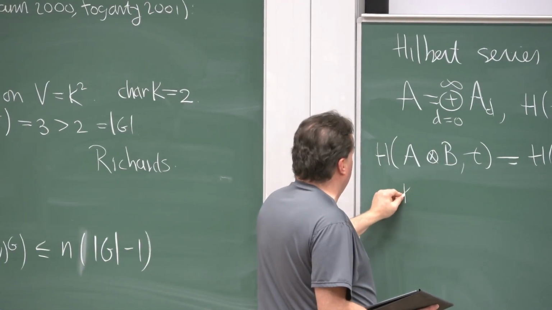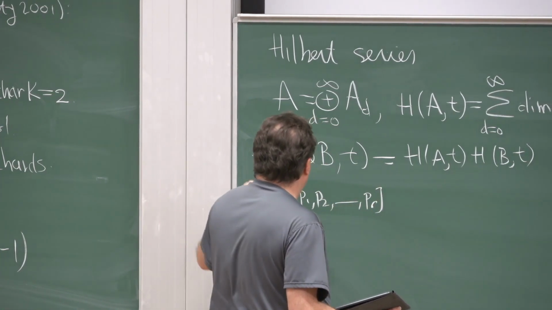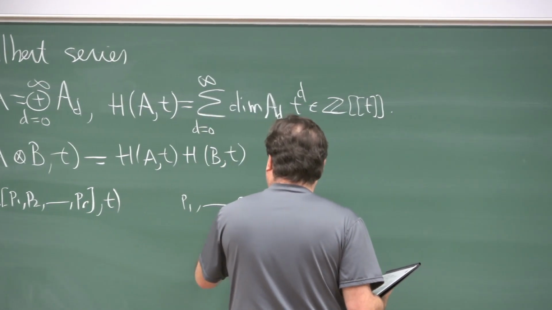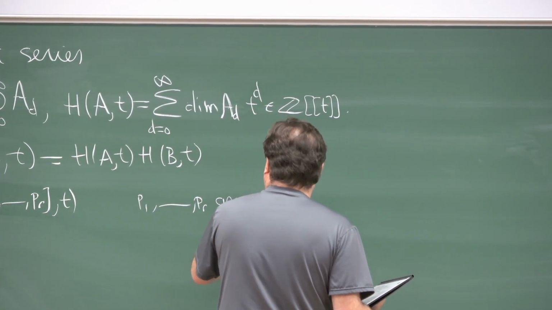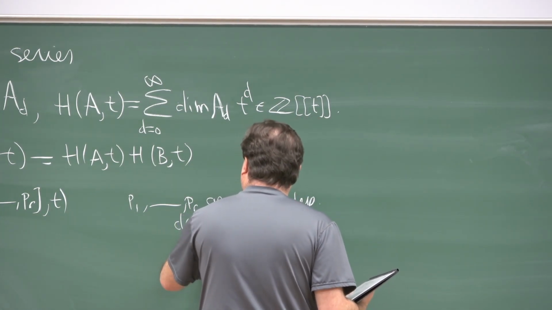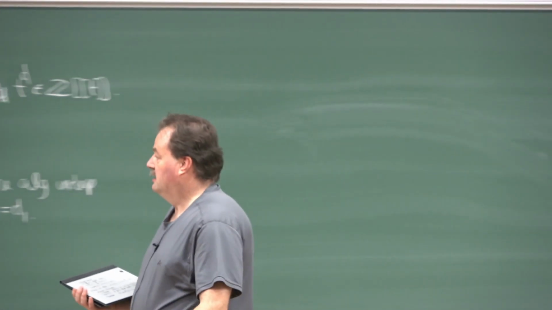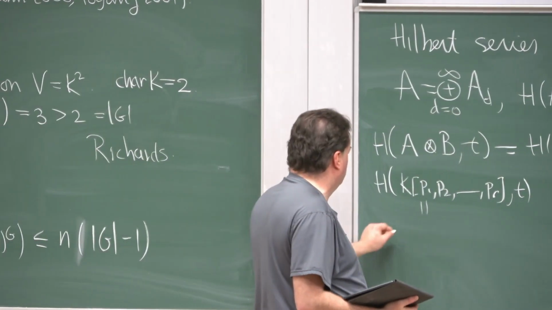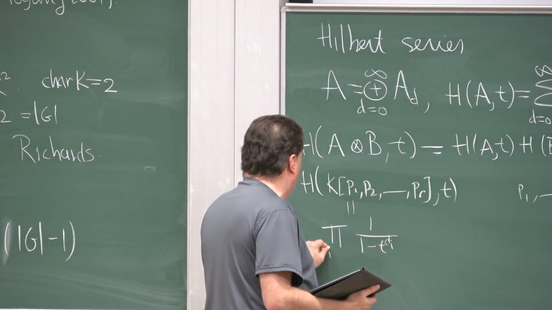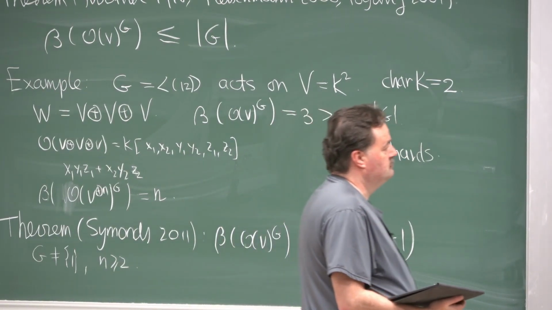If you have a polynomial ring, and maybe I'll do it sort of in general, where we have a polynomial ring, say P1 up to PR are, say, algebraically independent, and the degree of Pi is, say, Di, so I allow them to have different degrees, then the Hilbert series of this is a product of 1 over 1 minus t to the power di, where i goes from 1 up to r.